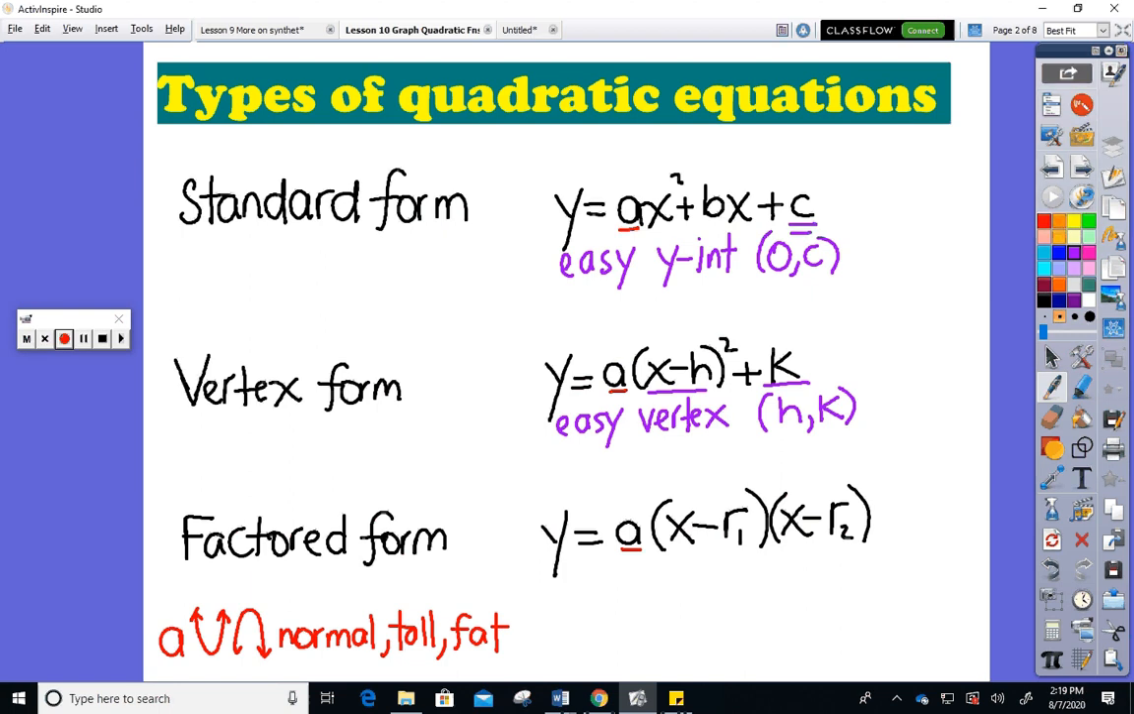Now the thing that factored form makes easy to see is the x-intercepts, or the roots, or the zeros, or the solutions. I'm just reminding you of different things that we call the same part of a function or a graph. So the roots would be at x equals r sub 1 and r sub 2. So all three forms are helpful in different ways.